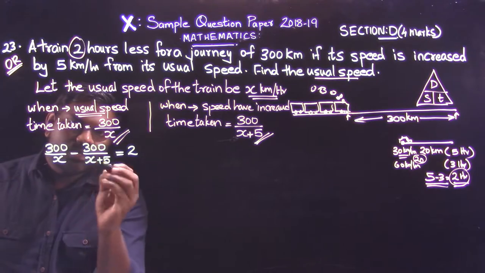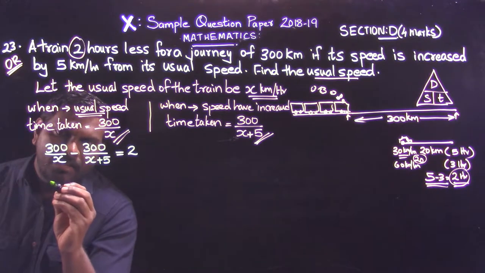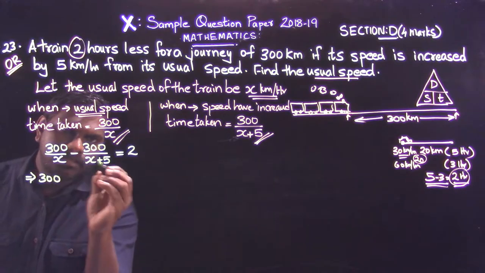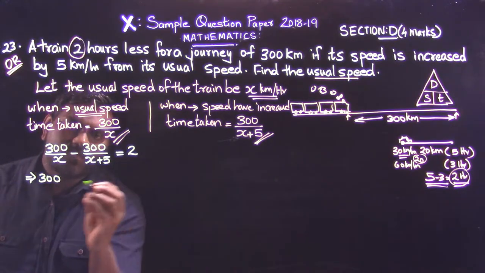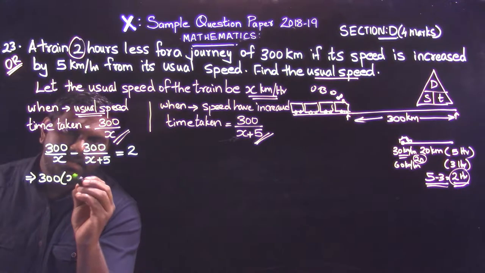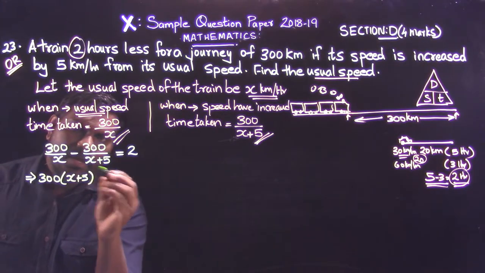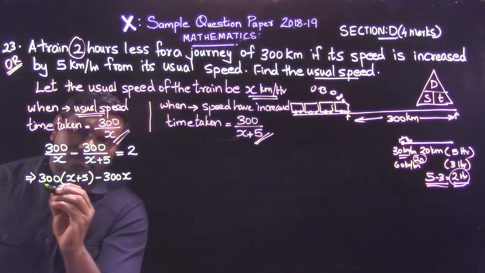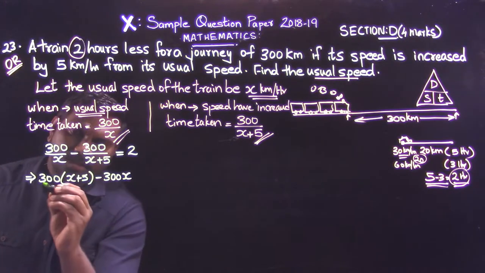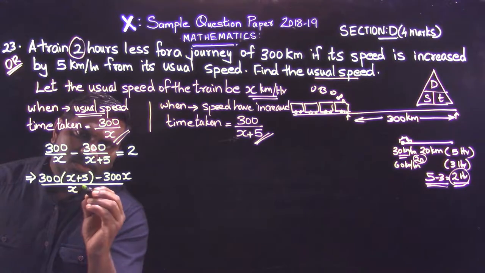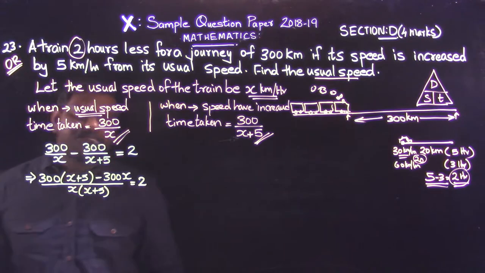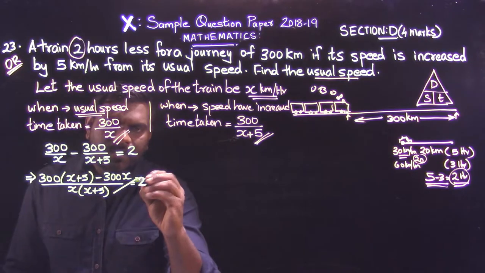Now for solving this one, you need to take the LCM. And the LCM would be nothing but x into x plus 5. So this term will multiply with this x plus 5, and this x will be multiplied with this, and thus divided by... I will write one more step. x into x plus 5 is equal to 2. Clear? Now just cross multiply with this thing over here.